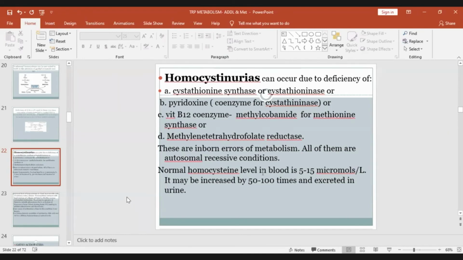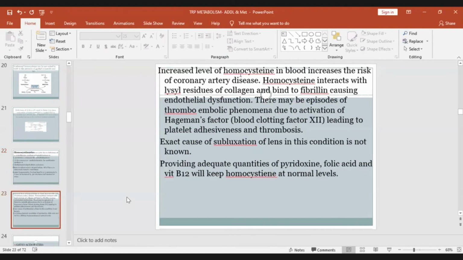Normal homocysteine level in blood is 5 to 15 micromoles per liter. It may be increased by 50 to 100 times and is excreted in urine in these conditions. And this increased level of homocysteine in blood increases the risk of coronary artery disease. That's why it is a problem. Homocysteine interacts with lysyl residues of collagen and binds to fibrillin, a protein, causing endothelial dysfunction.